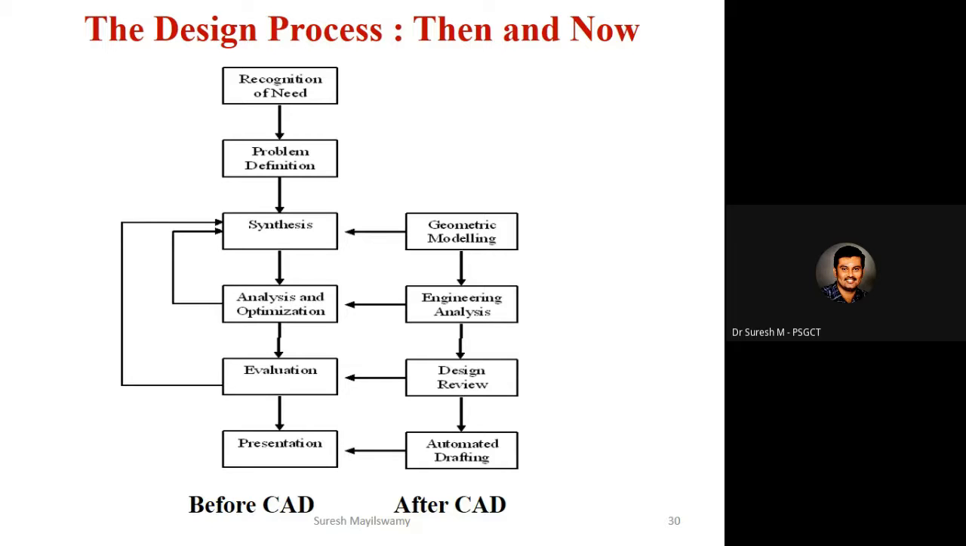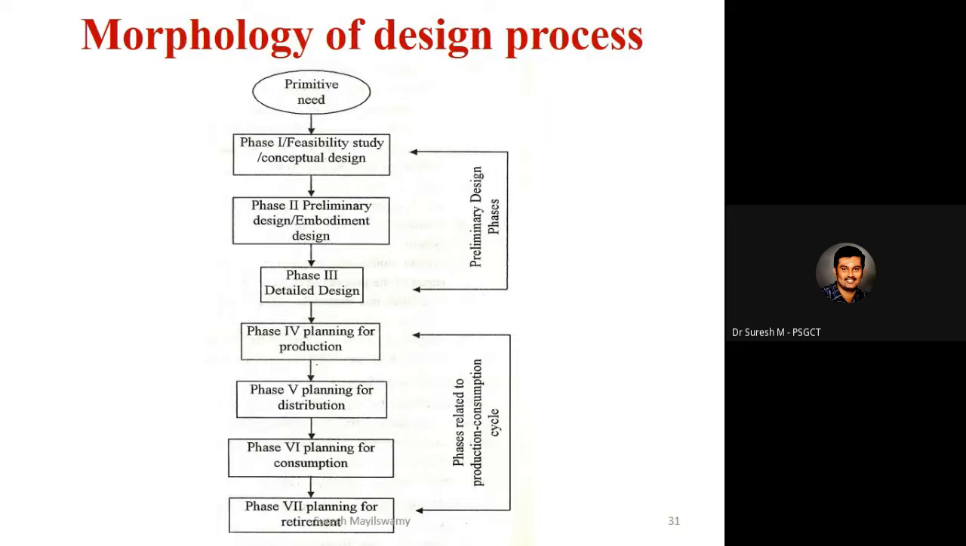So that's why the morphology of design process is introduced. Considering this morphology of the design process, the first stage is the primitive need, as I said earlier. Here we have to collect the need from the customer. After that, we have 7 stages of design.